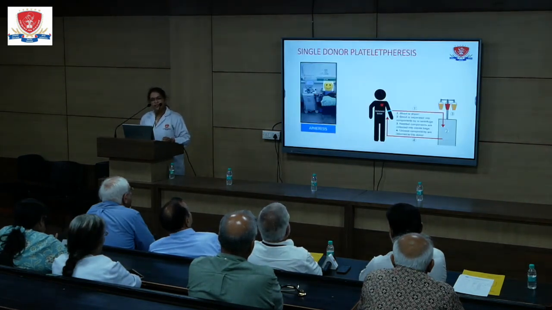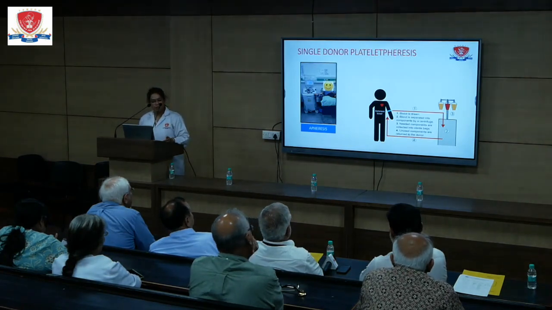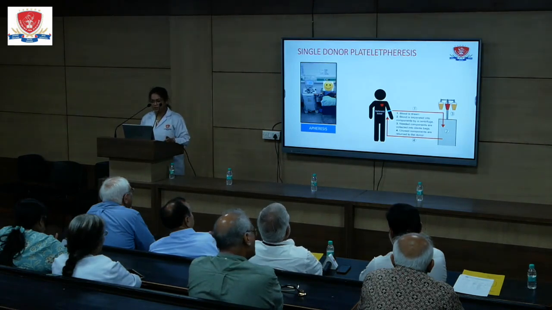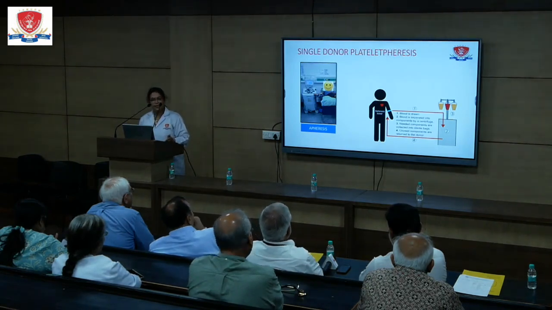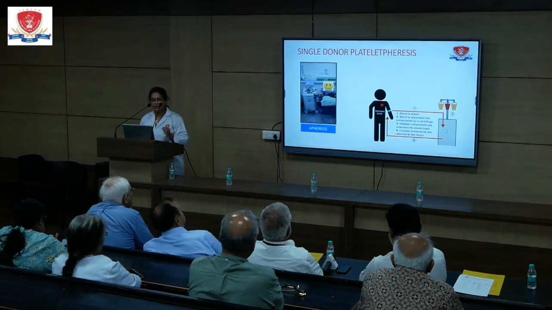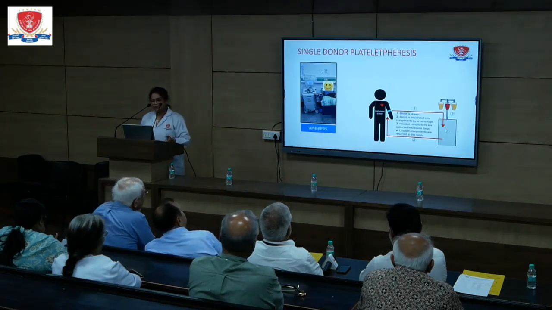The first procedure is single donor platelet pheresis, or commonly called a single donor platelet. You can appreciate in the picture the procedure going on. Here the blood is drawn from the donor. The blood is separated into components by a centrifuge which is present in the machine. The needed component, that is the platelets suspended in the plasma, are collected in the sterile bags. You can see the sterile bags hanging. And the unused components are returned to the donor.